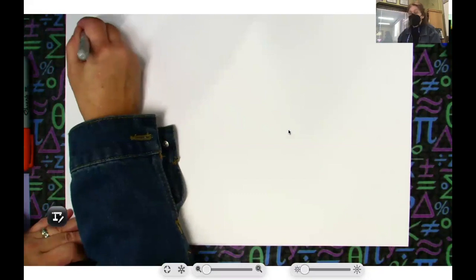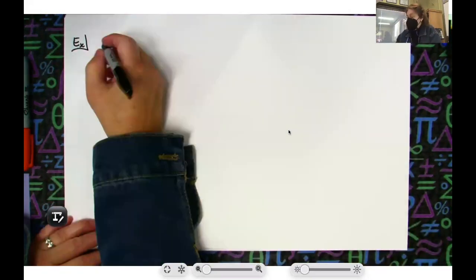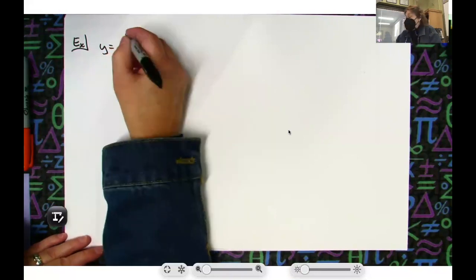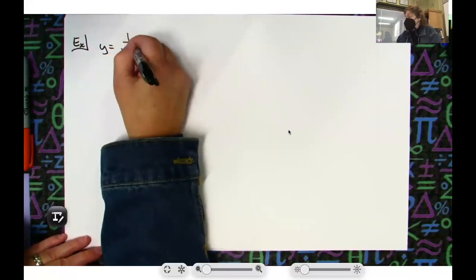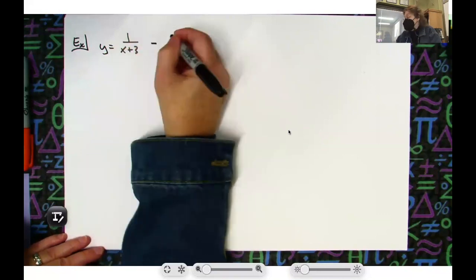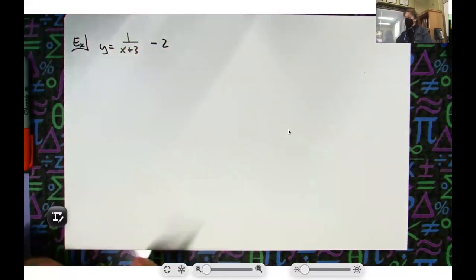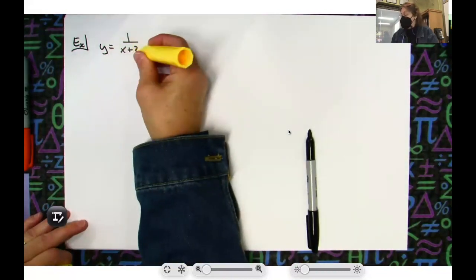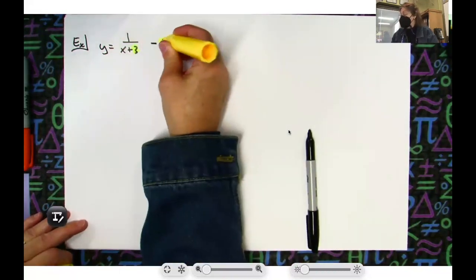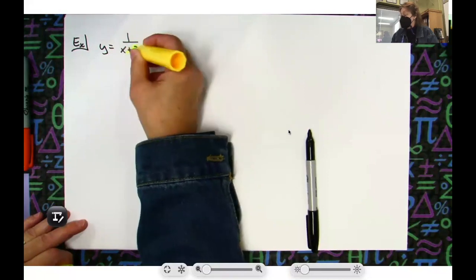All right, let's do one of these now. Directions, of course, are going to say sketch because we're not trying to graph or anything. We're just sketching. So y equals 1 over x plus 3 minus 2. Okay, so you're looking at the inside number. This is your h number. This is your k number. So those right there tell us how we're going to shift.